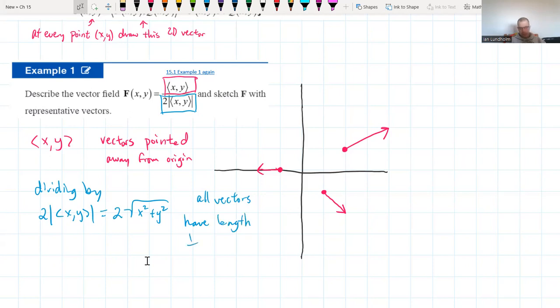1/2. And so I would update my previous drawing, where we were just plotting x, y, and now we would say that at every point, no matter where they are, all the vectors are being scaled to be of length 1/2 instead of whatever length they used to be.